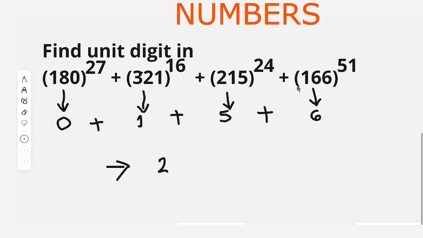Hope you have understood the concept of finding the ones place when the unit digit is 0, 1, 5 or 6.